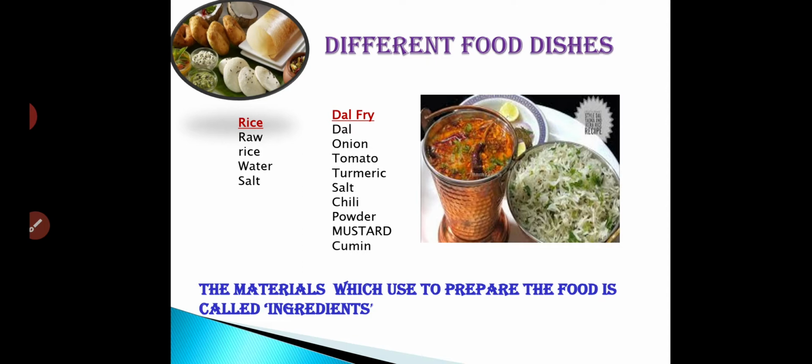So if we want to prepare any food item, for example idli, dosa, vada, uttapa, or jeera rice or dal tadka, whatever you want to prepare, whatever material is needed to prepare that particular item, they are called ingredients. So what we can say here, the materials which are used to prepare the food are called ingredients.